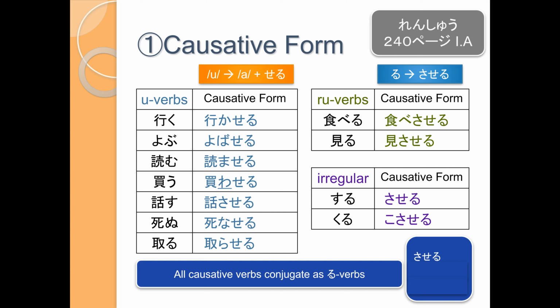So all of these causatives, just like we had with the passives before, conjugate in the same way as ru verbs. So saseru is a ru verb, so we can say, for example, in masu form, sasemasu. In ta form, saseta. In te form, sasete. In nai form, sasenai. The same way we would with any other ru verb.